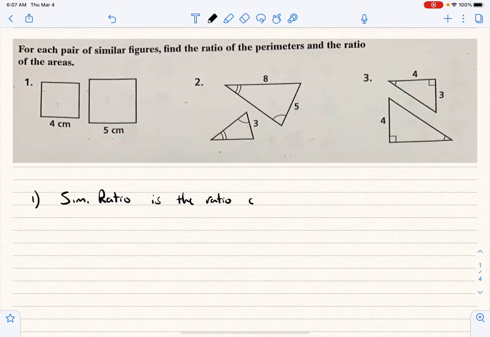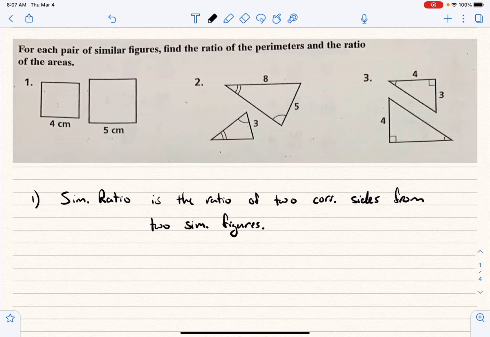Of what? Of two corresponding sides from two similar figures. Whew, extra sloppy today. A similarity ratio is the ratio of two corresponding sides from two similar figures. That's a similarity ratio. So as I look at this top picture right here, if you had to tell me what in the world is a similarity ratio, well, as long as those are similar figures, which it says they are, then the similarity ratio is 4 to 5.